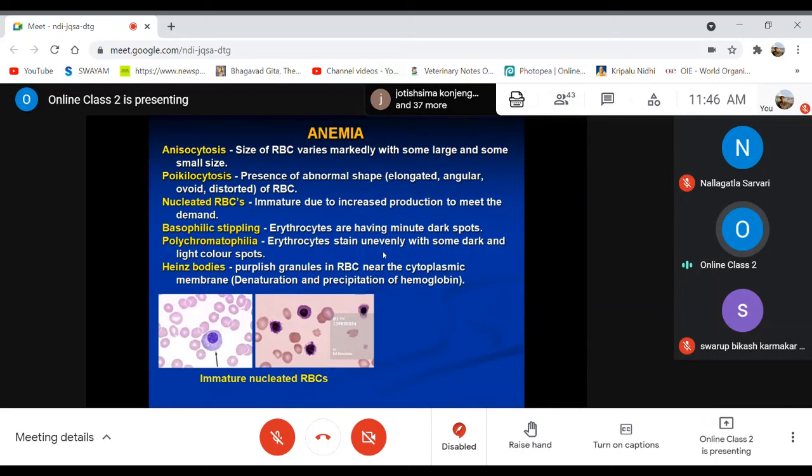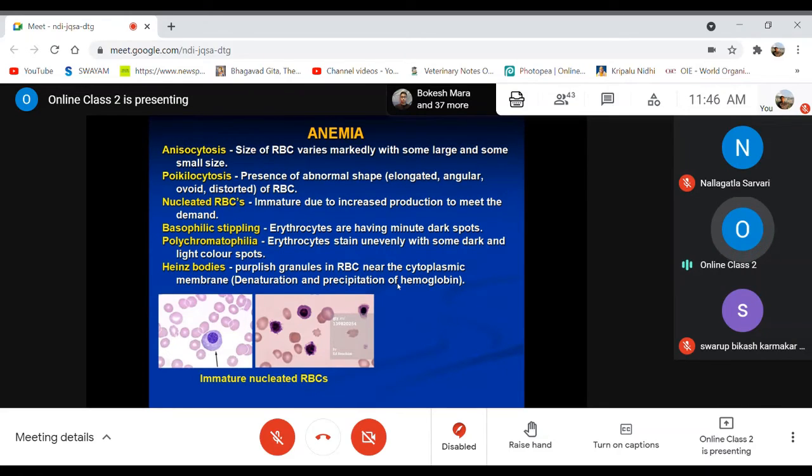Then Heinz bodies. These are purplish granular structures inside the RBCs, most commonly near the cytoplasmic membrane. They are due to the denaturation and precipitation of hemoglobin. So there is formation of these purplish granular structures inside the RBC, just nearby the cytoplasmic membrane. Those are commonly known as Heinz bodies.